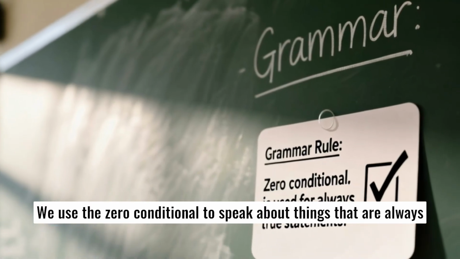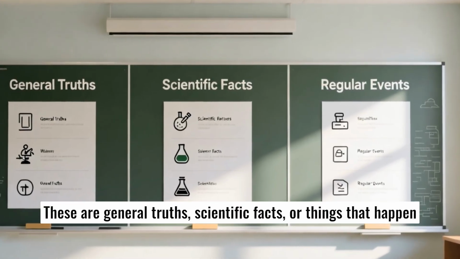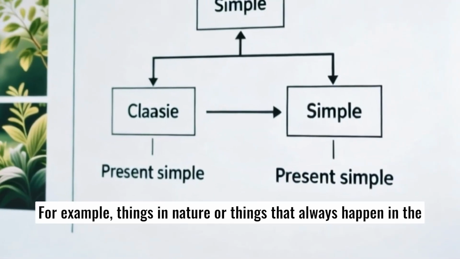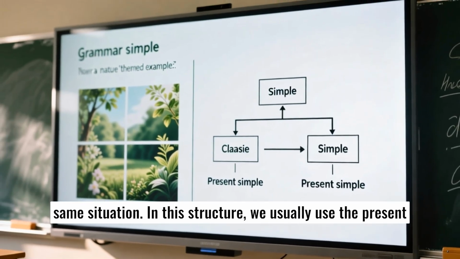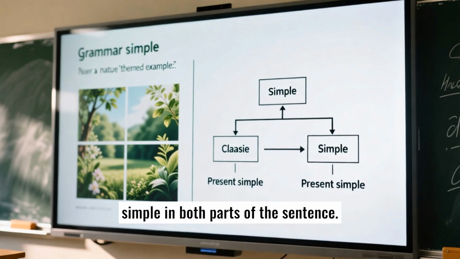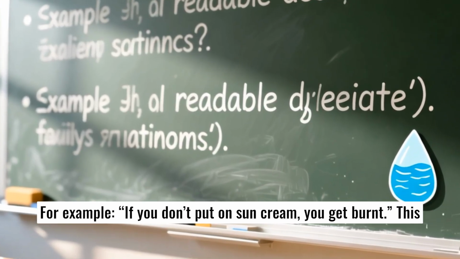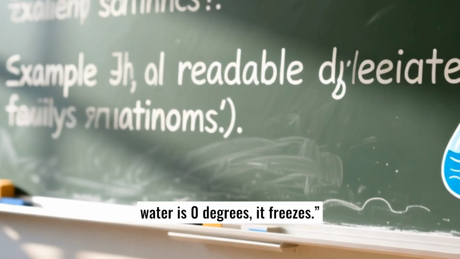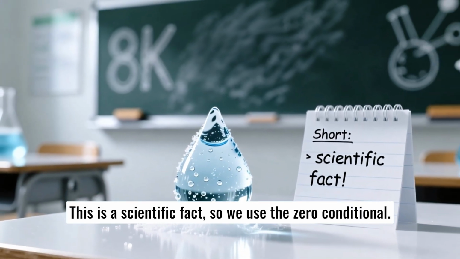We use the zero conditional to speak about things that are always true. These are general truths, scientific facts, or things that happen regularly. For example, things in nature or things that always happen in the same situation. In this structure, we usually use the present simple in both parts of the sentence. For example, if you don't put on sun cream, you get burnt. This is always true. Another example is, when the temperature of water is 0 degrees, it freezes. This is a scientific fact, so we use the zero conditional.